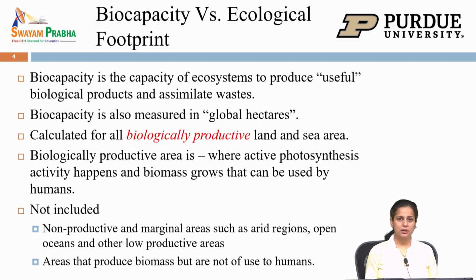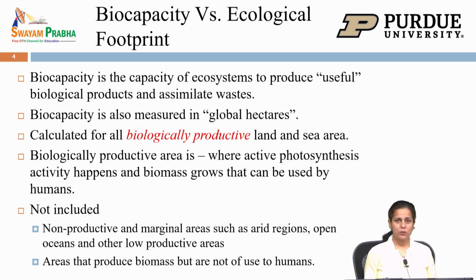So, in any given year, we would know the capacity of the ecosystems globally to provide those resources, and from the ecological footprint we can know how much our actual footprint is in terms of productive land. The biocapacity is calculated for all biologically productive land and sea area, and biologically productive land is defined as where active photosynthesis happens and biomass grows that can be used by humans.